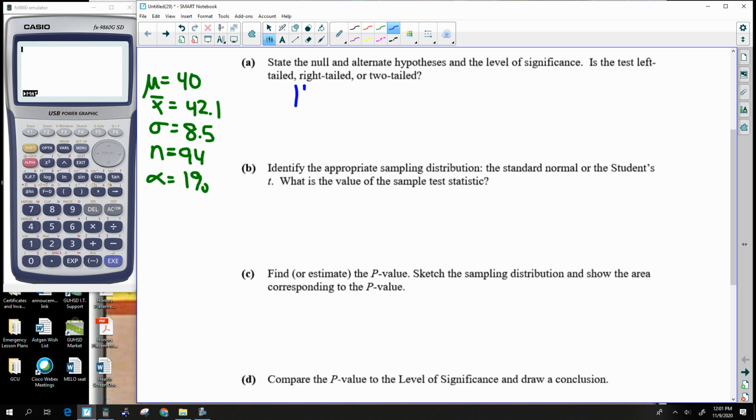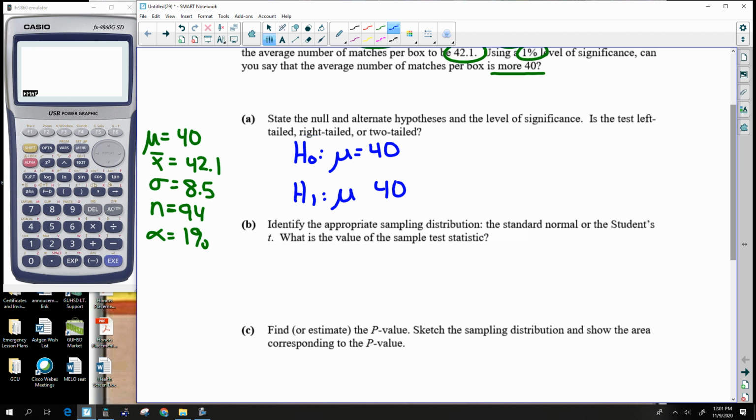All right, so the null hypothesis is that the average is 40. And the question is asking, is it now more than 40? So the average now is greater than 40. Again, if you're concerned, take a look. 40 turns into 42. So yeah, what's going on? So this arrow is pointing to the right. This is a right tail. Level of significance is 1%.